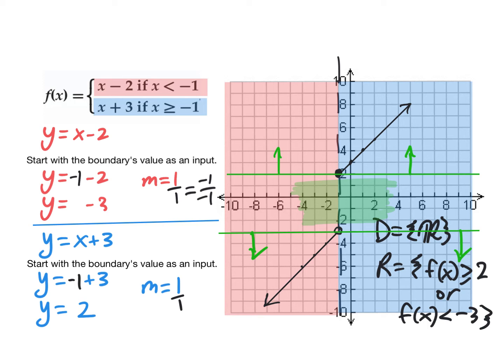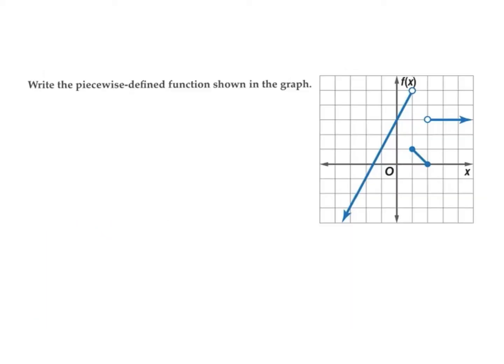Now, the other thing could be true. You could be given a graph, and then you could be told to go ahead and write the equations out and see what that looks like. And that's what we're going to do next. So here's a piecewise function. We have 1, 2, 3 pieces, which means there's going to be 3 separate equations.